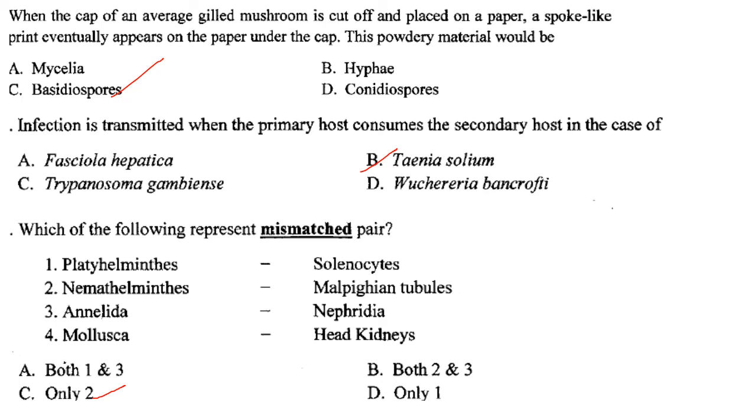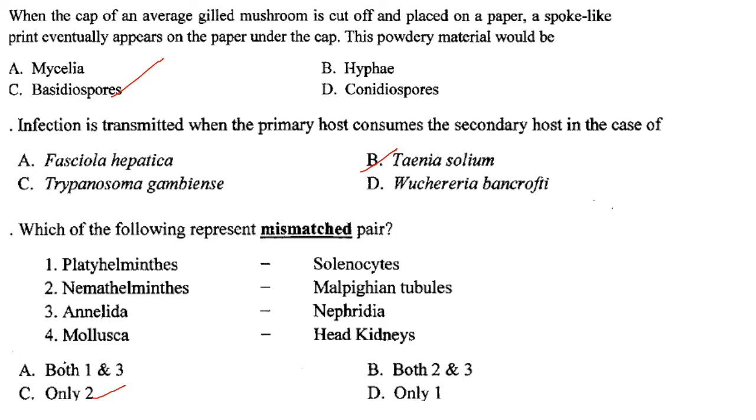Then next one. Infection is transmitted when the primary host consumes the secondary host in the case of. So answer is Taenia solium, tapeworm. So humans are the primary host and pigs are the secondary host in the case of tapeworm. Okay. So the primary host, that is humans, consume the secondary host, that is pigs. If you consume pig meat, you can get Taenia solium infection.